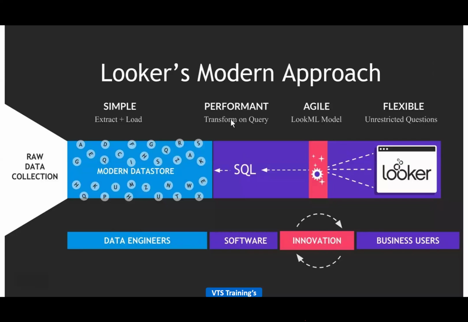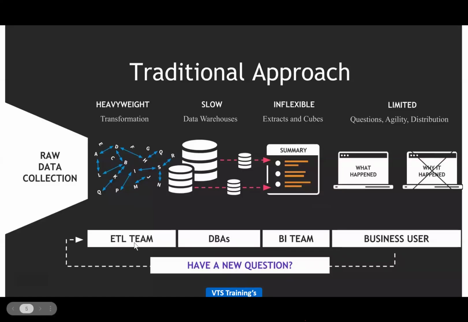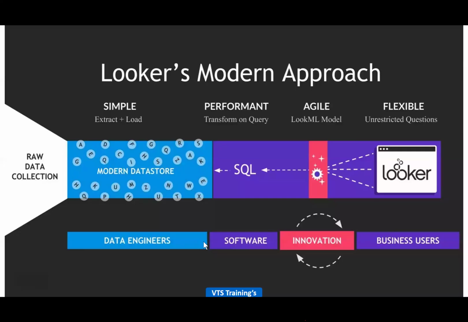So in our case, we can connect Looker either to raw data or transformed data. It can support both. The ETL team involves data engineers. Previously we had an ETL team and DBAs. Nowadays in cloud providers, we have data engineers. They have to create the data pipeline, everything. Only they have to do it.